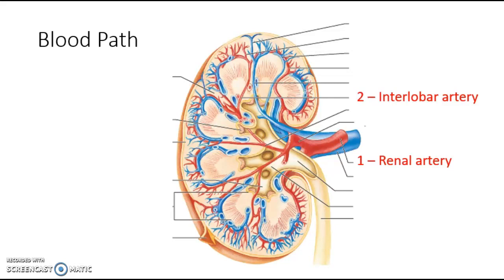Those continue to branch into smaller vessels known as arcuate arteries. So here we have an interlobar artery branching here and here into our arcuate arteries. And beyond the arcuate arteries, we branch into smaller blood vessels that look like they're extending up into the cortex, known as the interlobular arteries. So the interlobular arteries are these extensions going out into the cortex region.